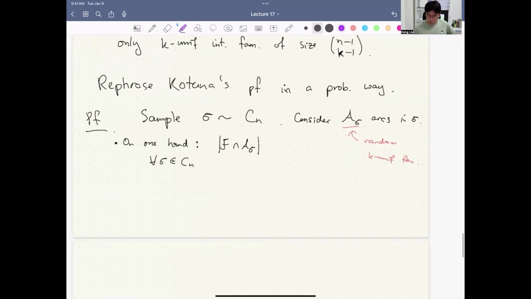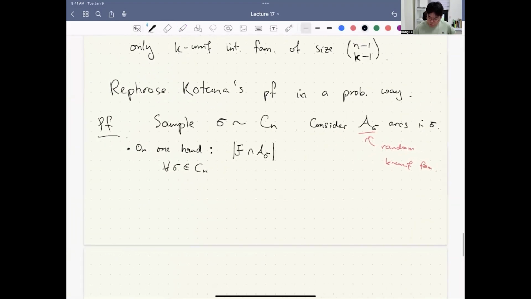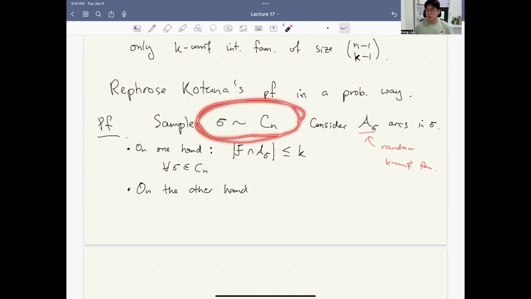So we know from the above claim, this is at most K. Very good. On the other hand, this is true for any instance of cyclic permutation. But now let's look at it from this random permutation point of view. So this is a random set intersecting another given family. This is again random. We can compute the expected size of this intersection.